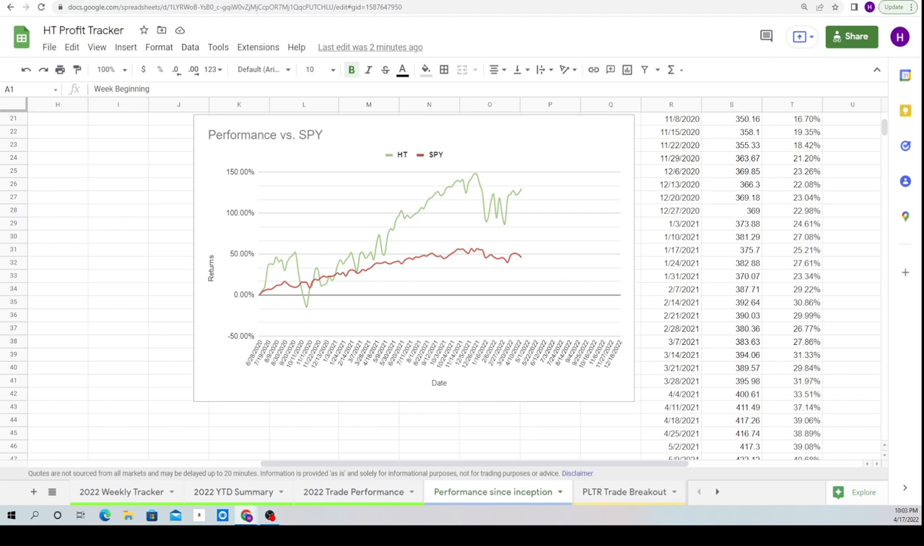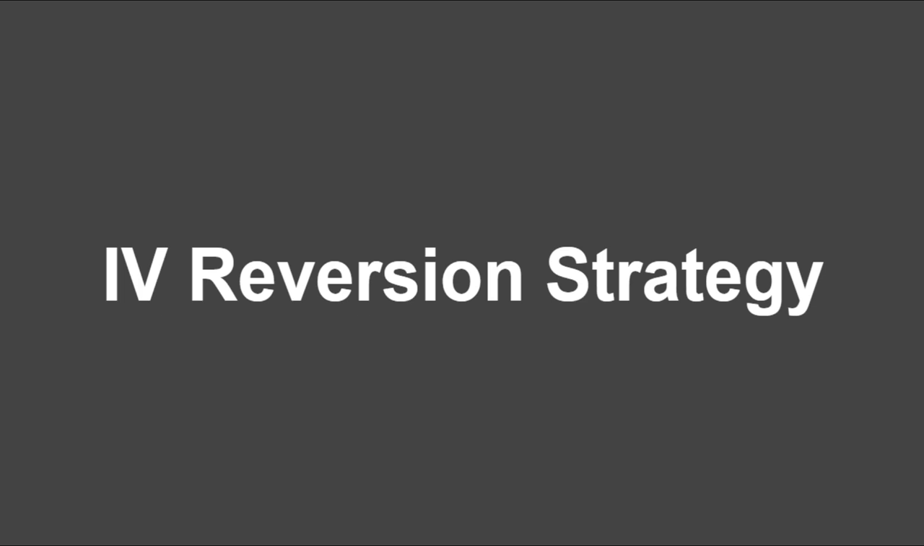Over the last 2 years that we've been publicly tracking our trades, we've been absolutely crushing the S&P 500 with a 125% return compared to just 50% from the S&P 500 over the same time frame. And while everything we do revolves around option selling, there's been one particular option selling strategy that we've developed which has been by far the most successful, the IV reversion strategy.